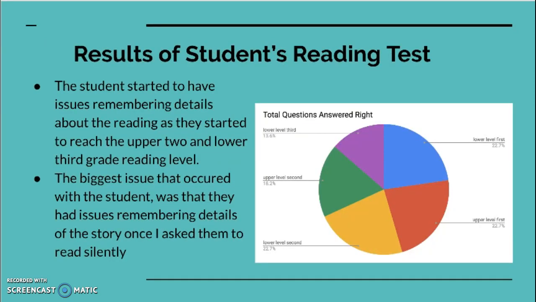This is the result of a student's reading test that I took in my classroom that I have been placed in for this semester. As you can see, the students started to have more issues remembering details about the reading as they started to reach the upper 2 and lower 3rd grade reading level, as shown on the pie graph. The biggest issue that I noticed that the student had was that they had issues remembering details of the story once I asked them to read silently, which was when the upper 2nd and lower 3rd grade levels were asked to start reading silently.